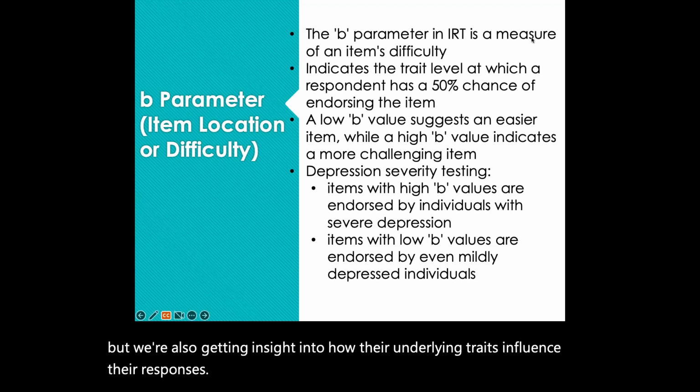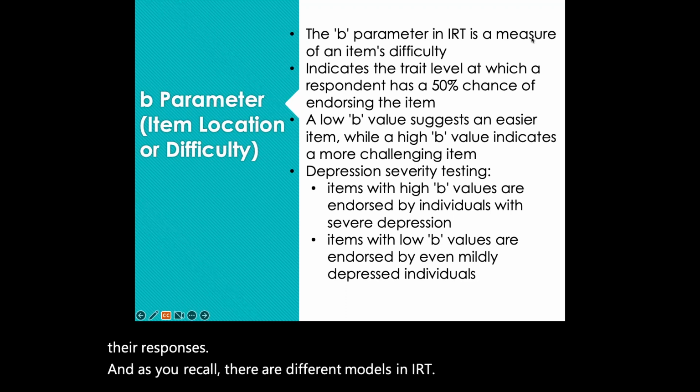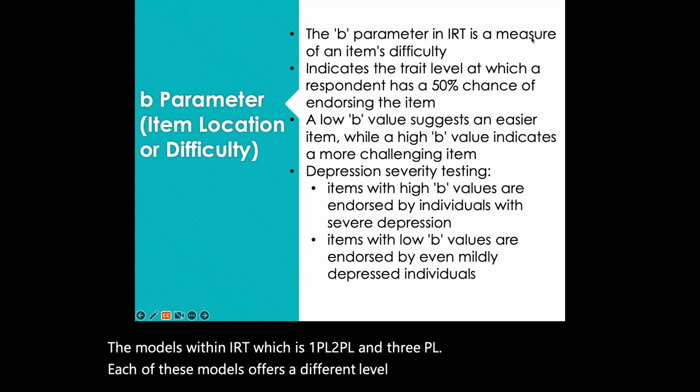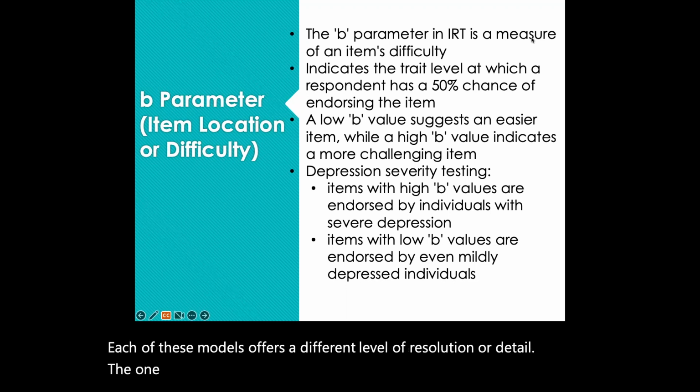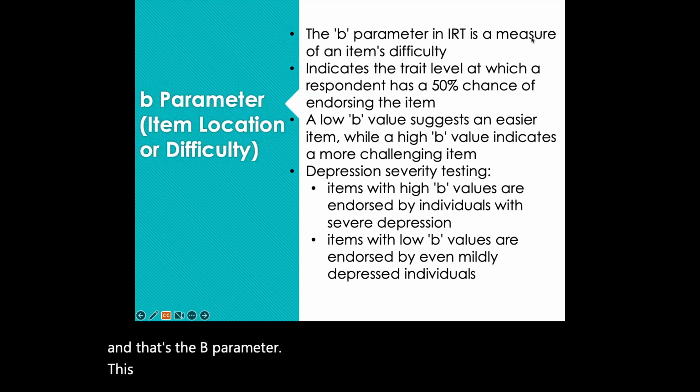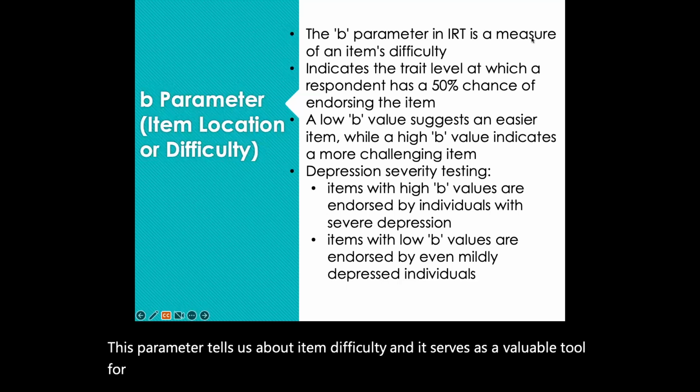And as you recall, there are different models in IRT. They're just different types of lenses. They're the models within IRT, which is 1PL, 2PL, and 3PL. Each of these models offers a different level of resolution or detail. The 1PL model, remember it's the Rasch model, only uses one parameter, and that's the B parameter.